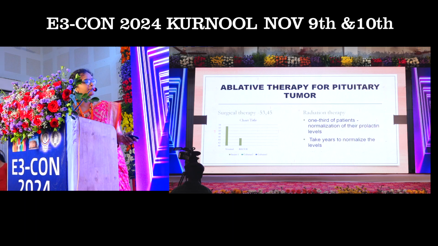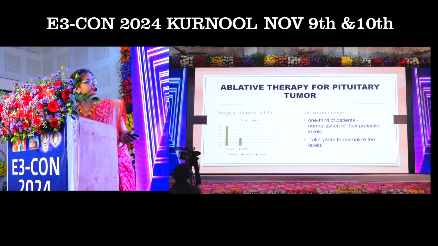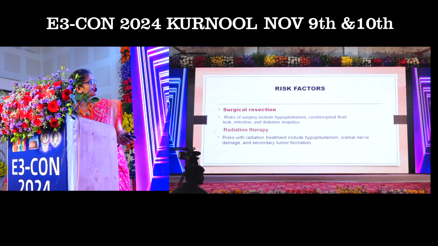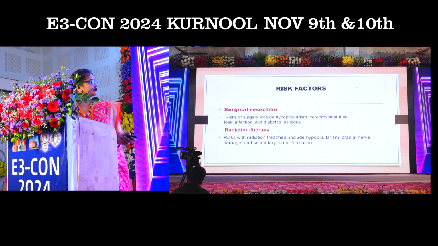For surgical therapy, 53% of the patients will become normal and the pregnancy can be continued. With radiation therapy, one third of the patients will see normalization of their prolactin levels. The risks of surgical resection are hypopituitarism, CSF leak, infection and diabetes insipidus. For radiation therapy, the risks are hypopituitarism, cranial nerve damage and secondary tumor formation.